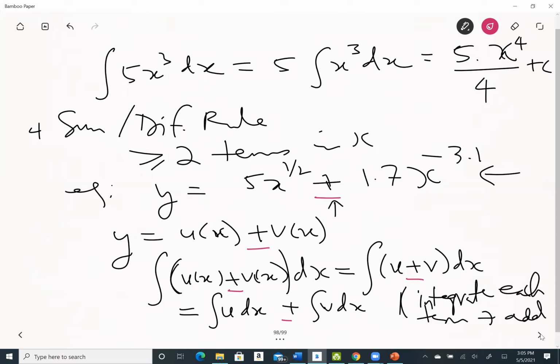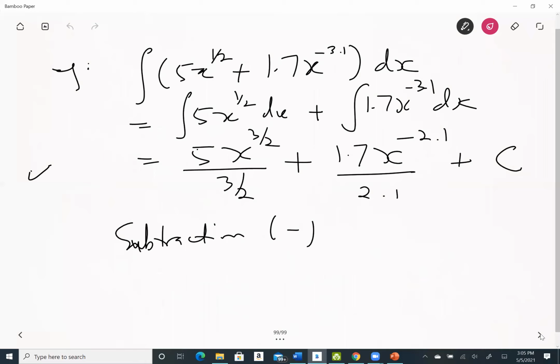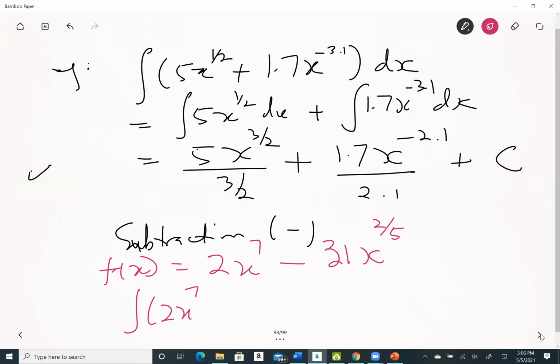So if it is a subtraction, then you apply the same rule. An example for subtraction is, let's say I have f of x equal to 2x to the power of 7 minus 31x to the power of 2/5. Now, what do we do? We integrate. So you want to integrate the integral of 2x to the power of 7 minus 31x to the power of 2/5 dx.